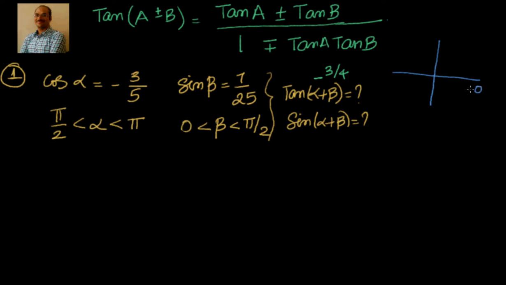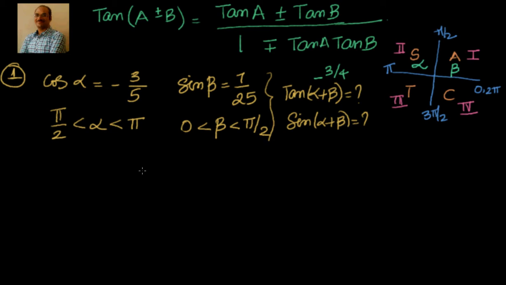Let us say this is 0, pi by 2, pi, 3 pi by 2, 2 pi, and this is the first quadrant, second quadrant, third quadrant, fourth quadrant. Now let's look at where alpha stays. Alpha is between pi by 2 and pi. That means alpha is here. Beta is between 0 and pi by 2. That means beta is here.